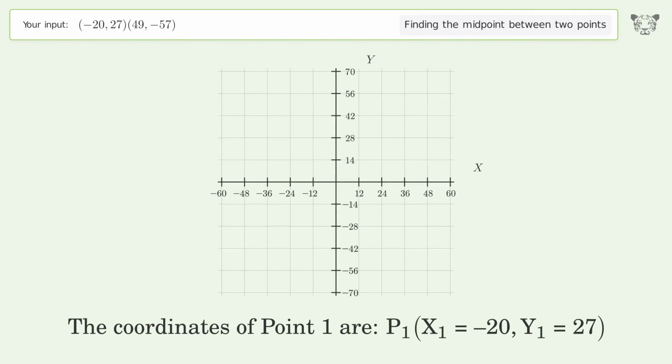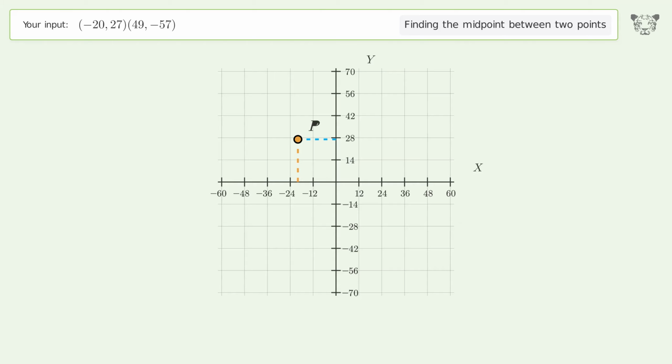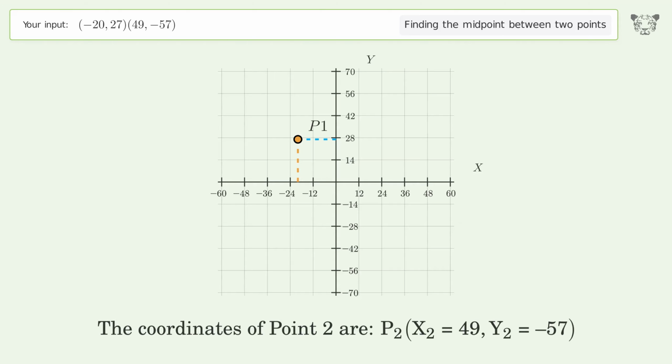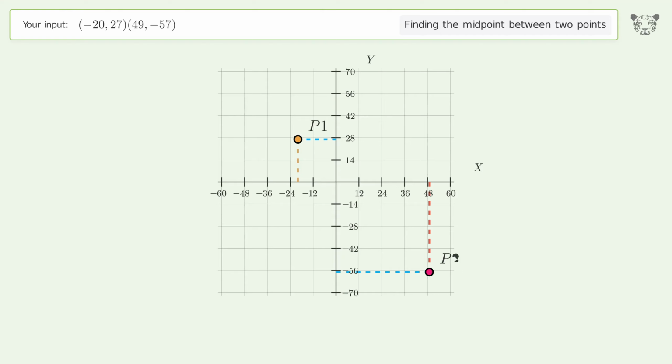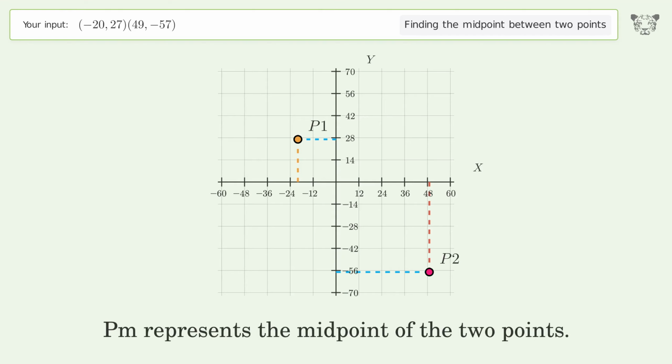The coordinates of point 1 are, x1 equals -20, y1 equals 27. The coordinates of point 2 are, x2 equals 49, y2 equals -57. PM represents the midpoint of the 2 points.